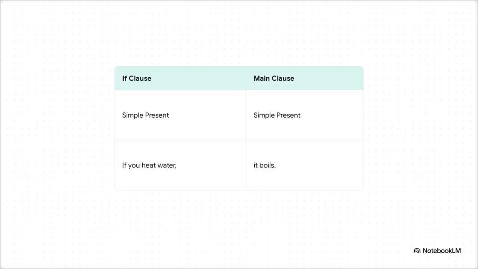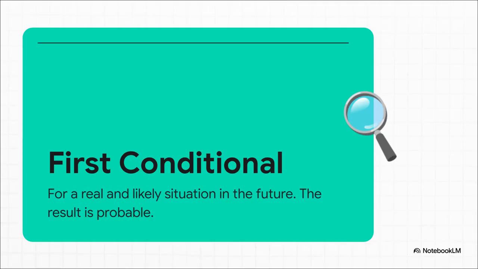And the structure is super straightforward. Just look here. Both parts of the sentence, the if part and the result part, they both use the simple present tense. If you heat water, it boils. See? Simple. It's so direct because the connection is absolute. It's timeless. There's no maybe, no probably. It's just a fact. Okay, you got the zero? Awesome. Let's build on that.